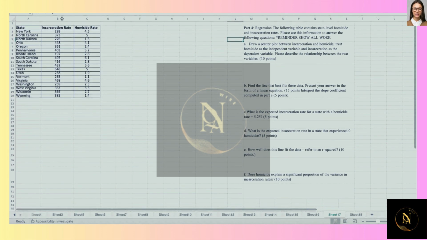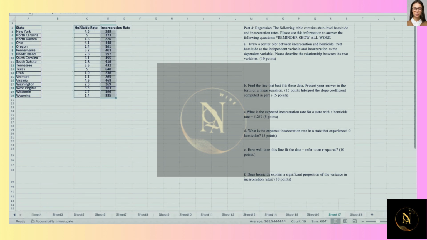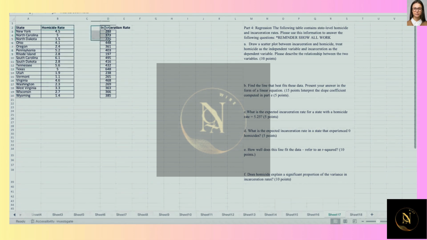So what I'm going to do is take this information. I'm going to actually swap it because of how they want us to use it. So I'm going to move it, and then I'm going to move this because homicide rate is the independent variable and incarceration rate is the dependent variable. So I'm just going to swap that over.